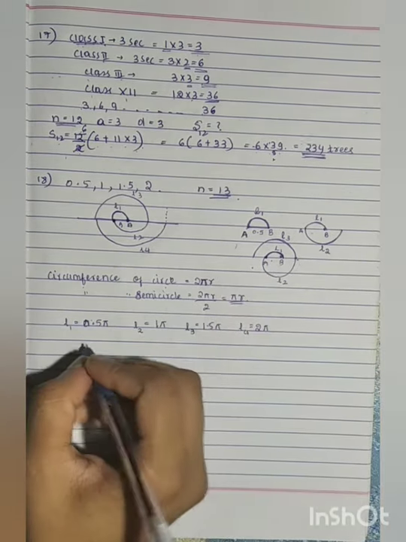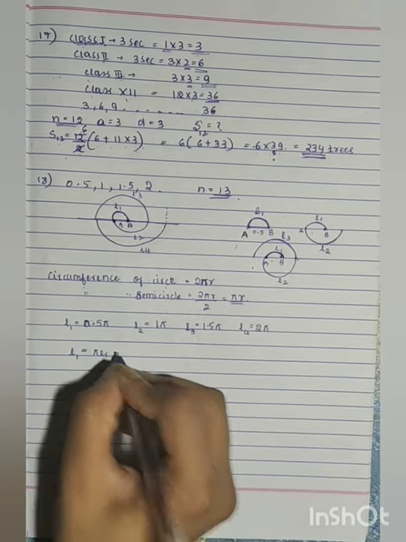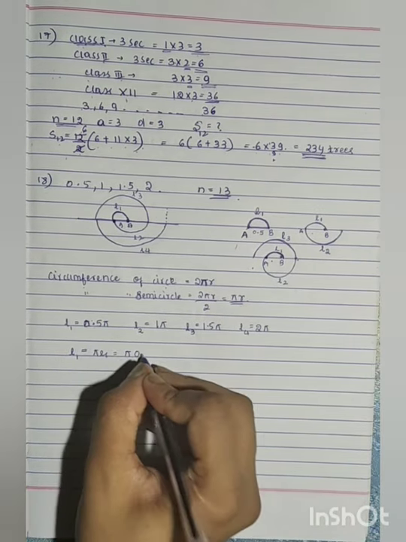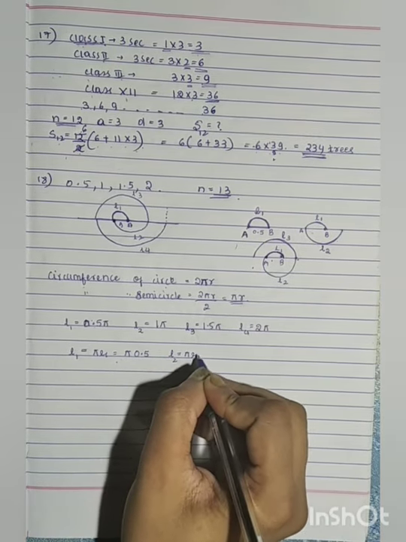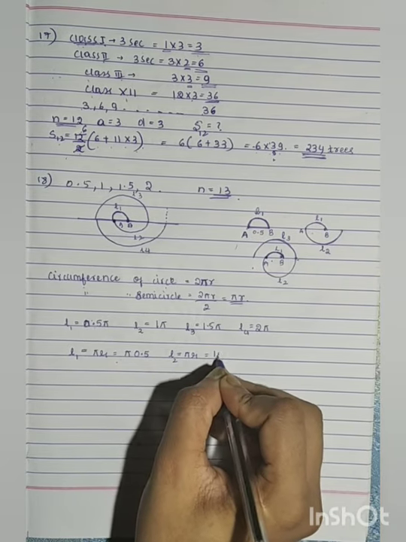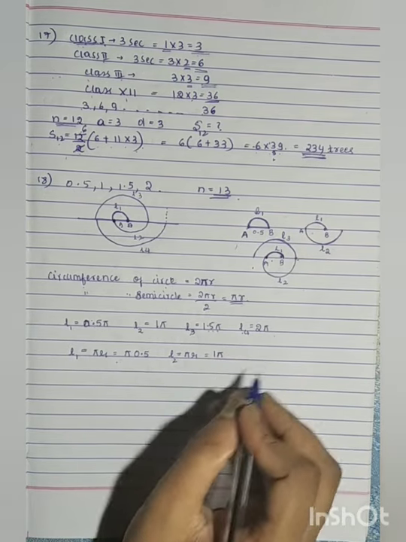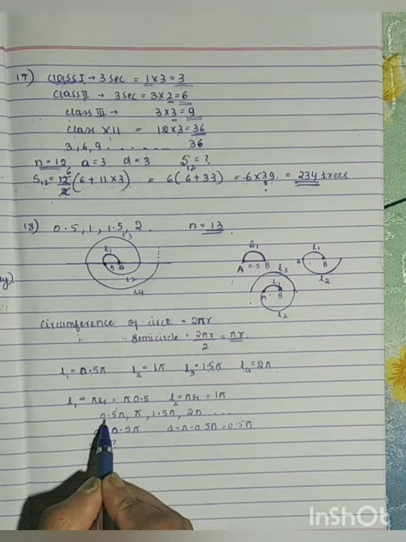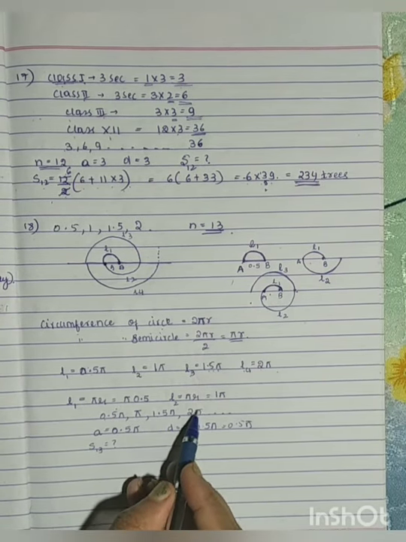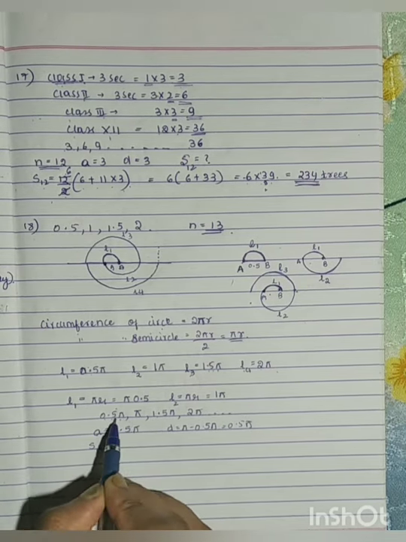L1 is the first semicircle, which is nothing but pi into r. R for the first time is 0.5, okay, so it is 0.5 into pi. L2 would be pi into r, the second semicircle, that is 1 pi. Similarly, L3 would be 1.5 pi, L4 would be 2 pi. So the AP would be 0.5 pi, pi, 1.5 pi, 2 pi and so on. Here A is 0.5 into pi, D is nothing but pi minus 0.5 pi, that is again 0.5 pi. We have to find what S13 is.